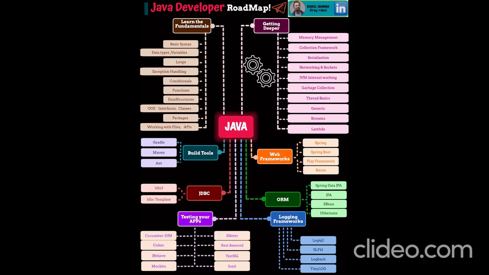6. What is autoboxing and unboxing? Autoboxing automatically converts primitives to their wrapper objects, like int to Integer. Unboxing is the opposite. This helps with generics and collections that only work with objects.